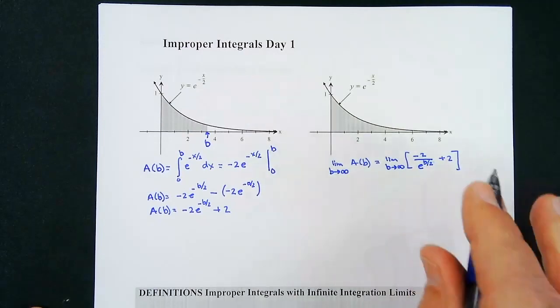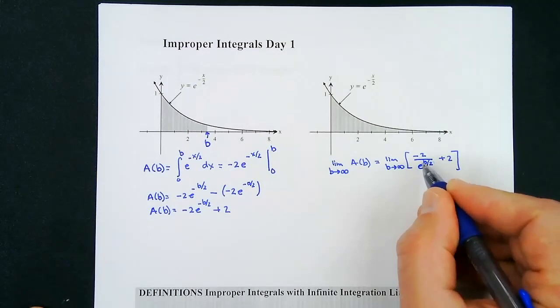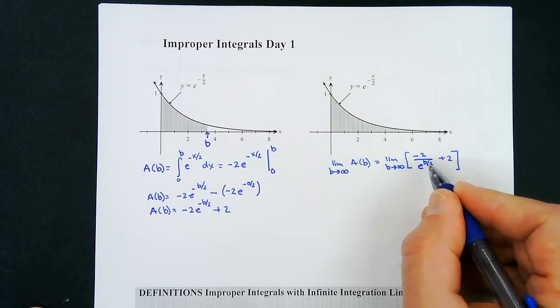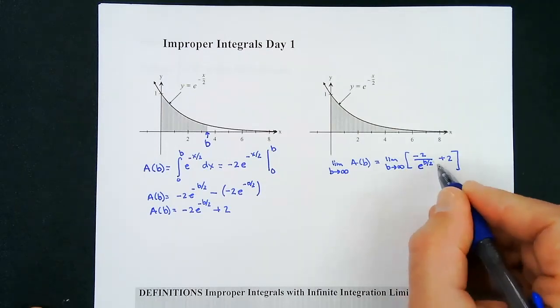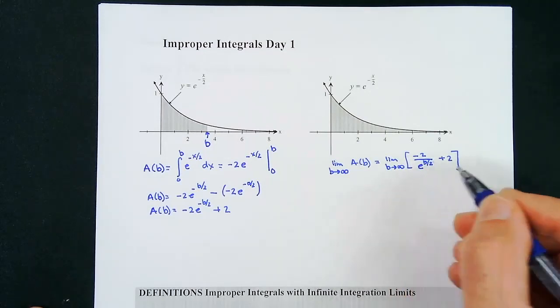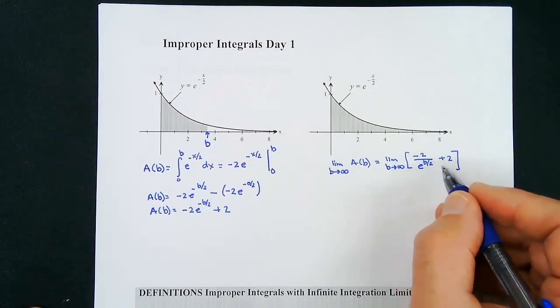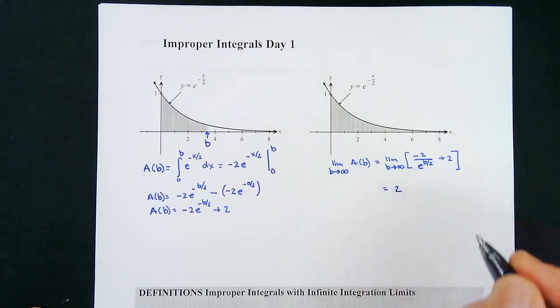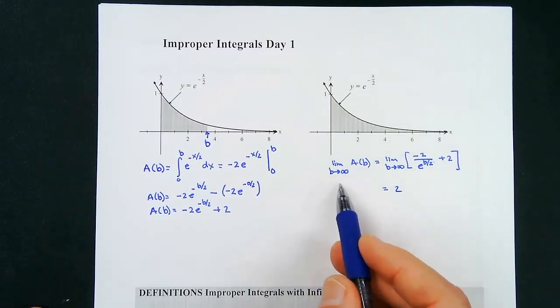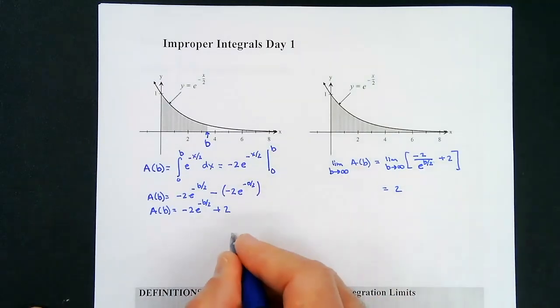Let me go through that again, because there's a chain of logic going on there. As b gets really, really big, and we're dividing by 2, this exponent is going to be really, really big, and e to a big number is going to be a really big number. Then we take negative 2 and divide by a really big number, which means it's going to get closer and closer to 0. So this is really going to be 0 plus 2, or 2. The limit as b goes to infinity of this integral function is 2.